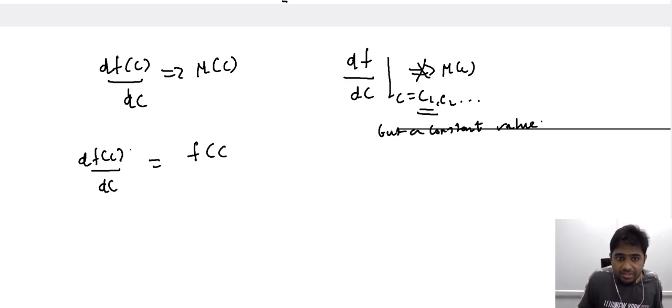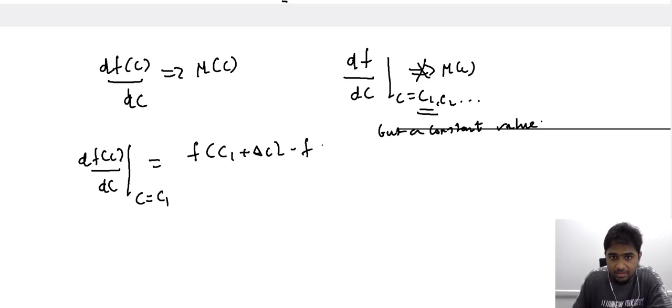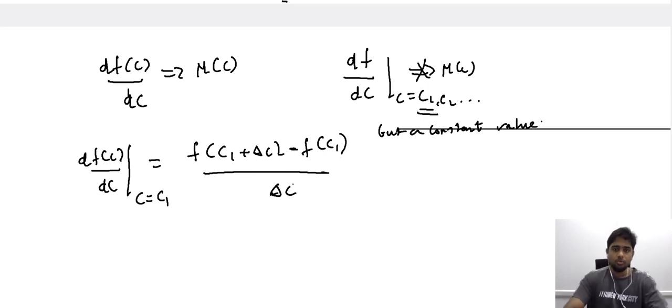Now what we are interested in is not the derivative as a function but as a constant value, because we are focusing on a specific concentration C1. So in that case, what we essentially have is the function at C1 plus delta C minus the value of the free energy at C1, divided by delta C. So we want to take the derivative of the function at C1, and we have arrived at this expression here.